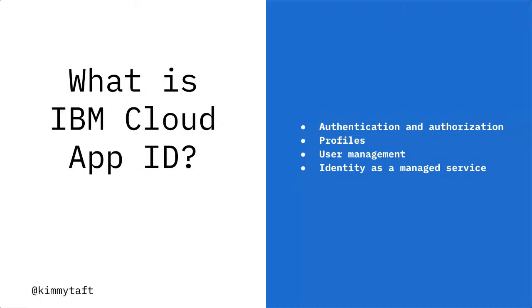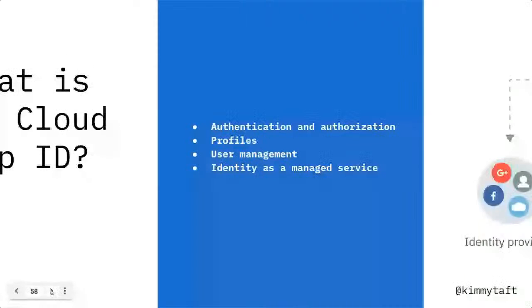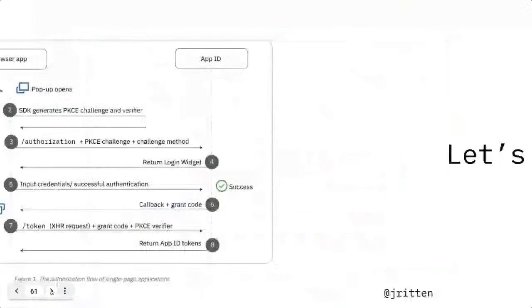And the last feature is managed service. So you don't have to worry about setting up infrastructure for identity, ensuring geo-availability, compliance, or availability. App ID is integrated with IBM Cloud, with IBM Cloud Kubernetes service, Cloud Functions, Activity Tracker, and a whole bunch of other things, so that it's really easy and seamless to embed identity into your applications. So I want to go ahead and get started.